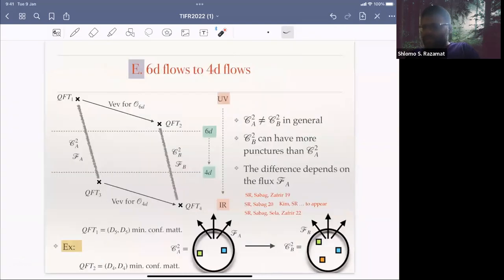Another thing that I want to mention is the relation between 6D flows and 4D flows. And this is actually a way to derive various cross-dimensional dualities systematically. I just want to mention the basic idea.